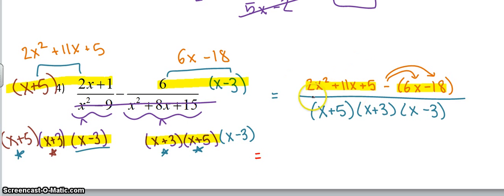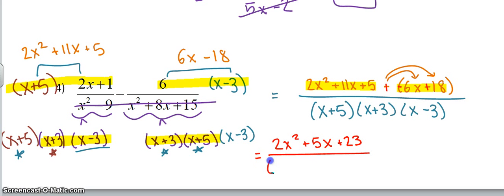Okay, so now we can clean up the numerator by subtracting 6x - 18, which is really like adding negative 6x and adding 18. Our x's we can combine. We only have 1x squared. So we have 11x - 6x, which will give us positive 5x. And we have 5 and 18, which will give us positive 23 over our common denominator, (x + 5)(x + 3)(x - 3). Nothing's changed here yet, and nothing's changed here.